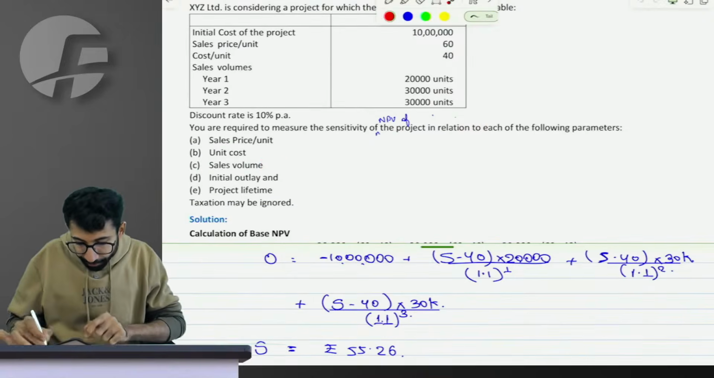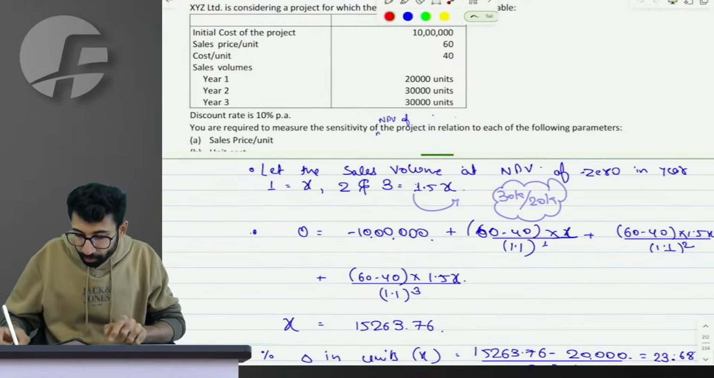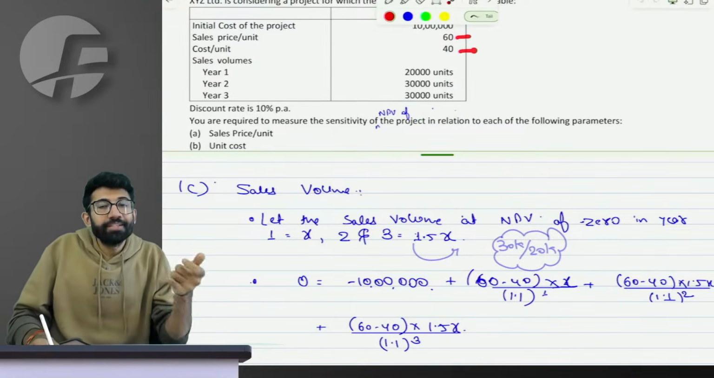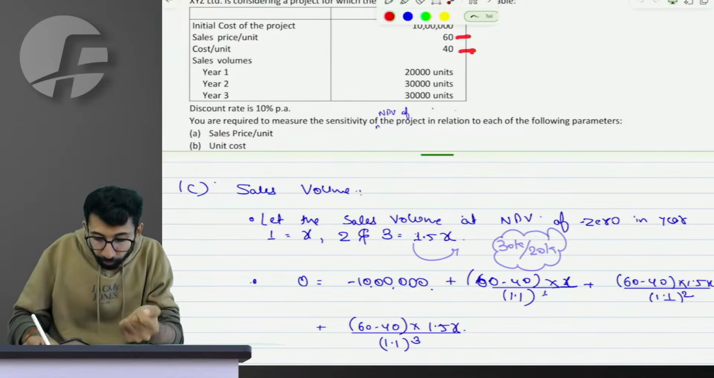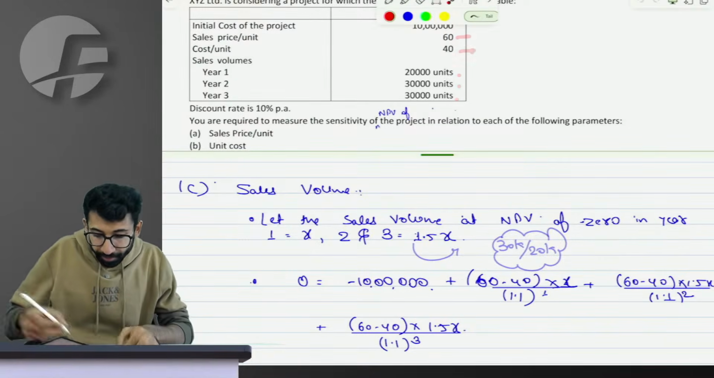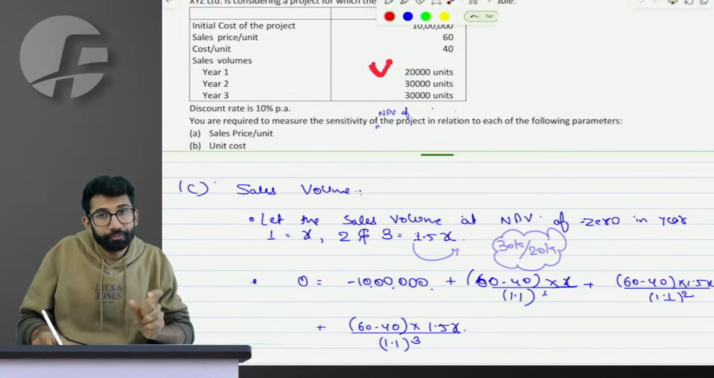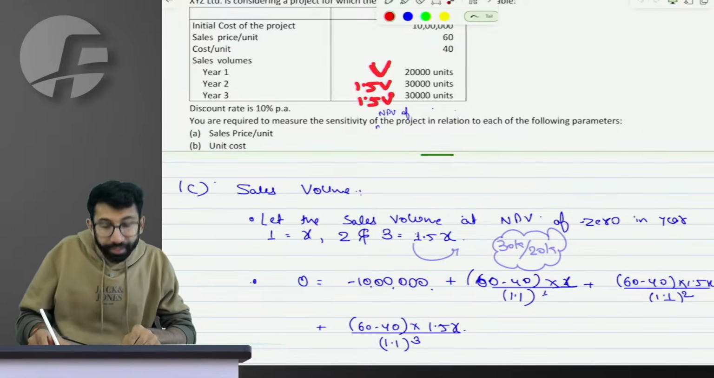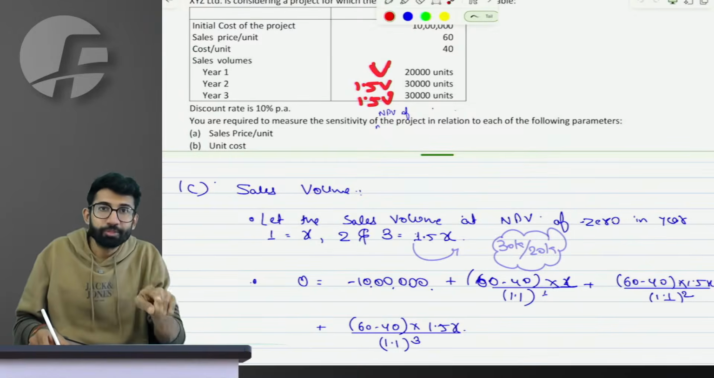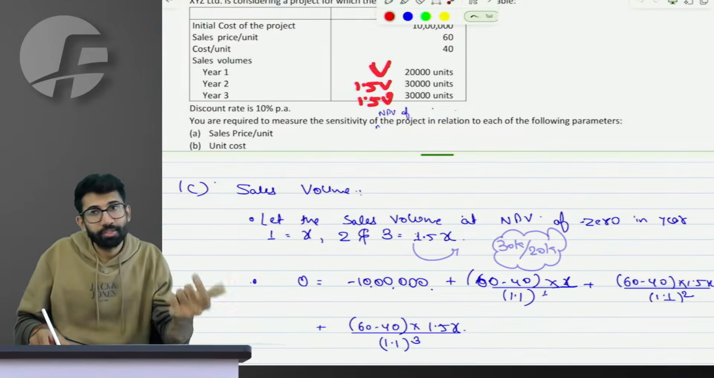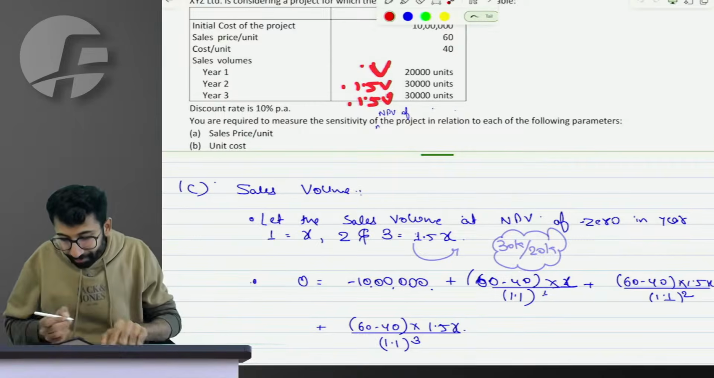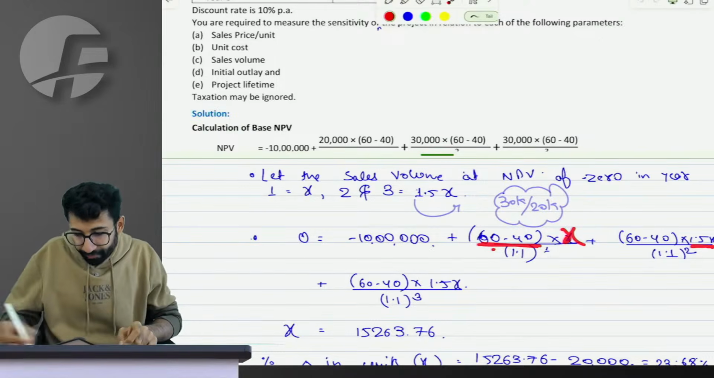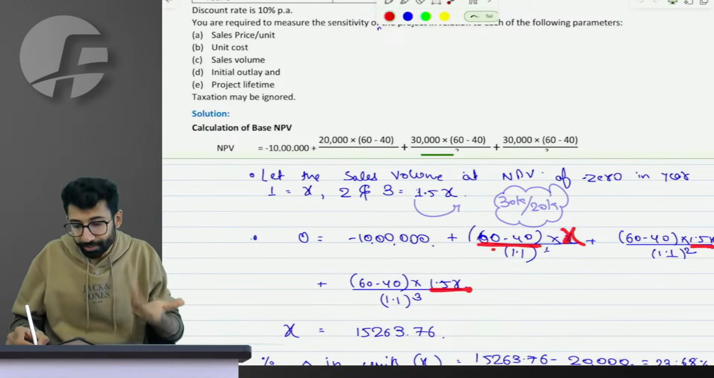Similarly, sales volume you can do. Let's assume the sales volume to be X. Now there is a point of understanding. Sales price and sales cost are the same every year, you can assume it. Volume is changing every year, which is the point of learning. If I assume the volume of first year to be V, 20,000 to be V, then next year it is 1.5V and 1.5V, because 30,000 is 1.5 times of 20,000. And V, 1.5V, 1.5V is what you will have to take here. So 60 minus 40 into X, 1.5X, 1.5X. Rather than V, they have considered it as X.